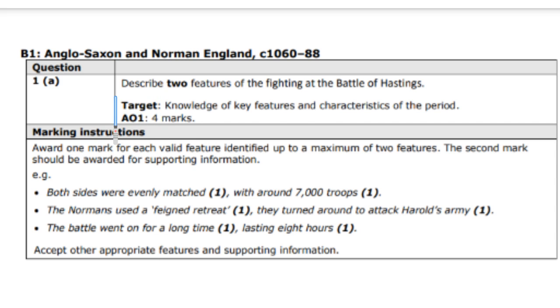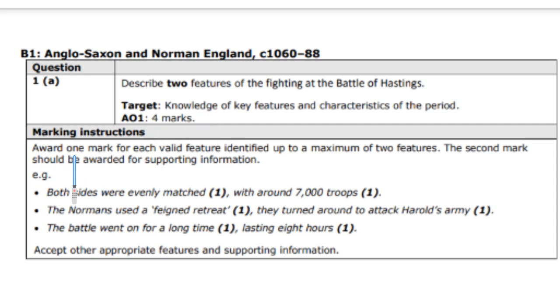You don't have to do much in the way of explanation. It's asking you to describe. It is not asking you to explain. So if you were to bug this question, and I've talked about bugging questions before, you describe two features of the fighting at Hastings. So it's basically give two facts about the fighting at the Battle of Hastings. The target is knowledge of key features and characteristics of the period. Like I said, purely knowledge-based.